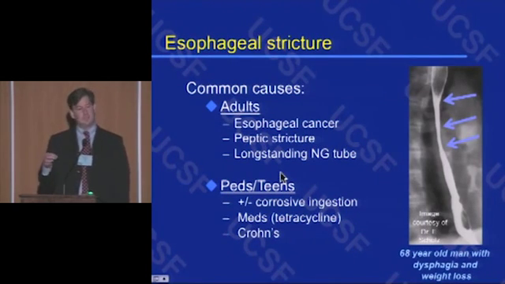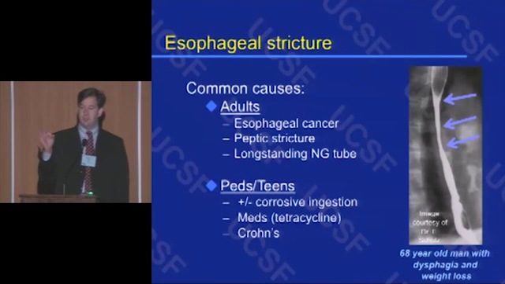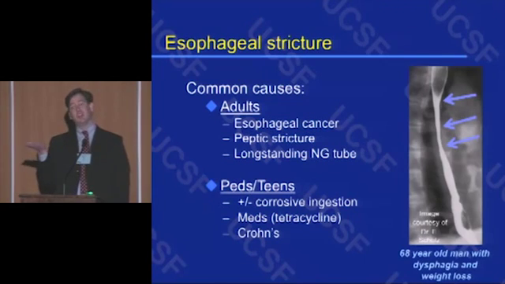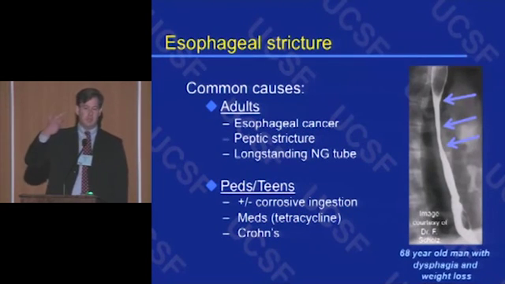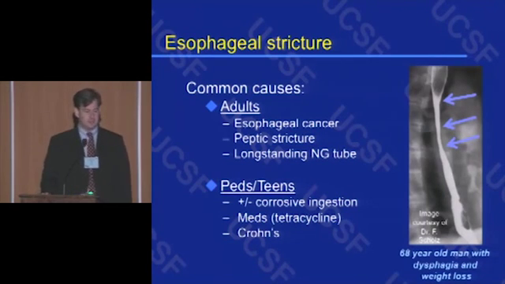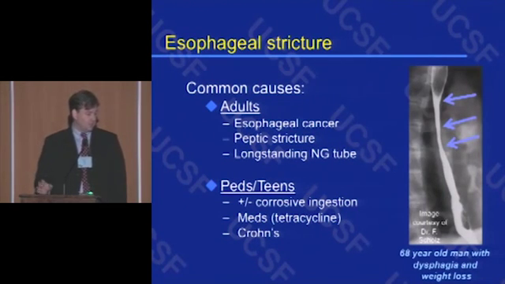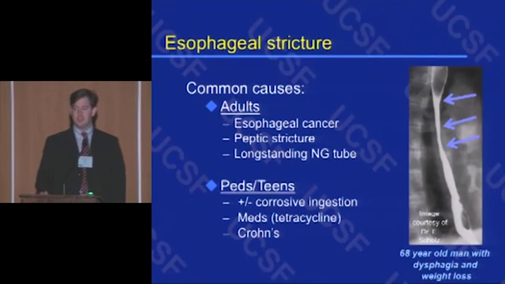How this occurs with the NG tube is that when the NG tube goes below the GE junction, it prevents the GE junction from fully closing, and it lets a little wicking of the peptic acid constantly reflux. And these patients are all lying on their back. So it wicks up and causes this chronic irritation of the esophagus and can lead to stricturing. With kids and teens, you always worry about corrosive ingestions such as lye, medications for acne such as tetracycline, and lastly, Crohn's disease.